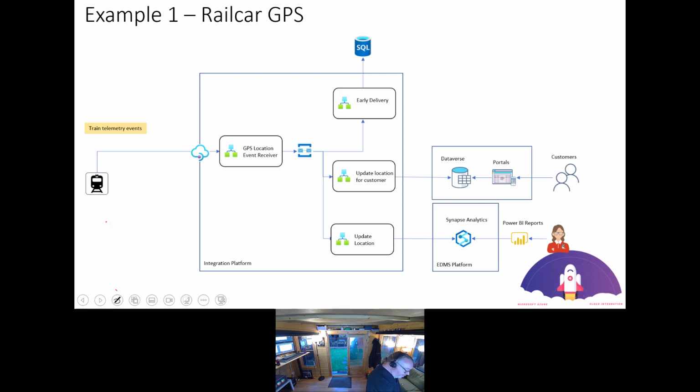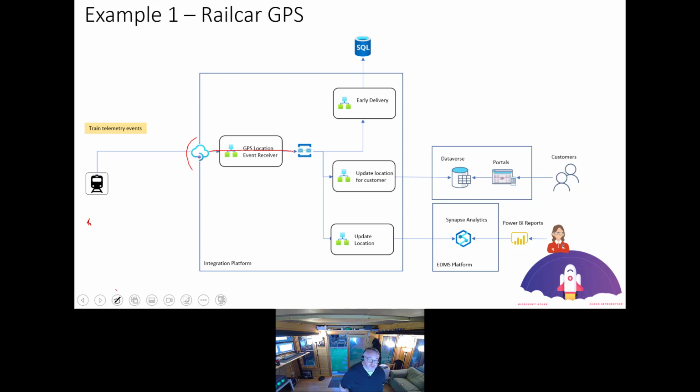So the railcar events come through a partner. They hit our API here, which gets them into our environment. So we've got this receiver logic app that receives the message, does some stuff with it, puts it onto Service Bus, and triggers other interfaces.